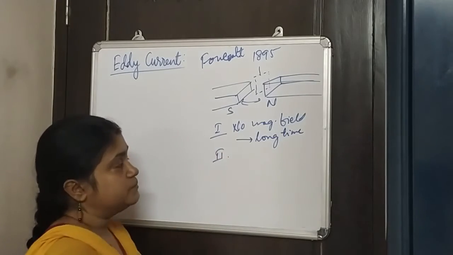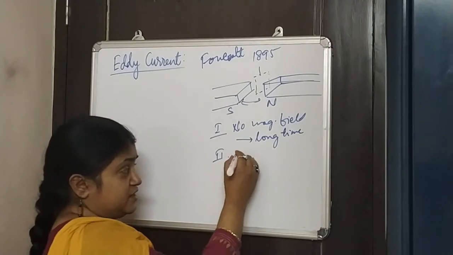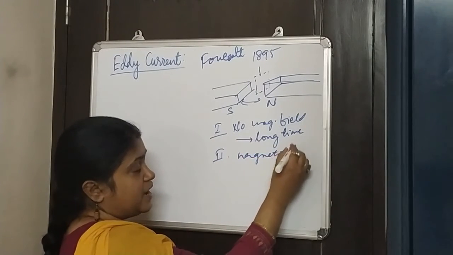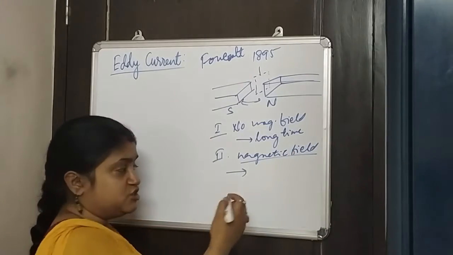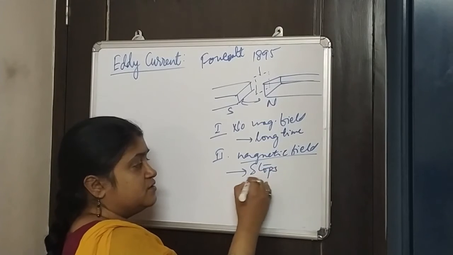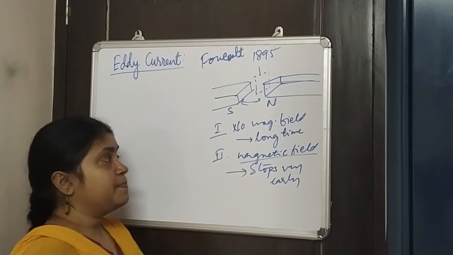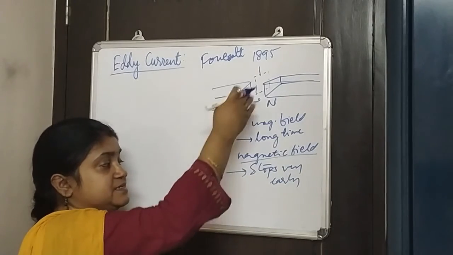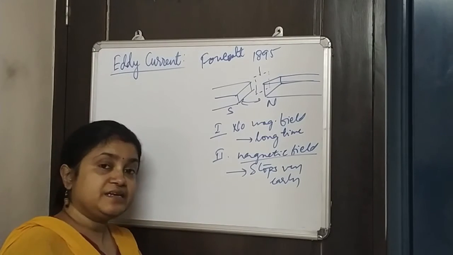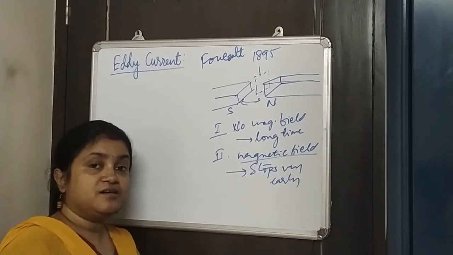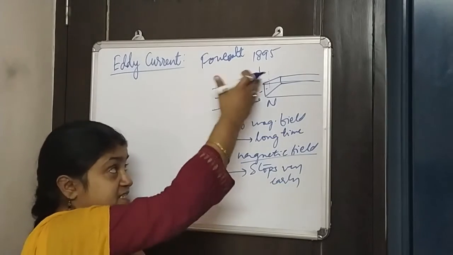Now when I switch on this magnetic field, when there is a magnetic field, what happens is the oscillation stops very early. So why is it happening? As there is a strong magnetic field, the strong magnetic field would create a magnetic flux, I mean a changing magnetic flux, as it is oscillating.